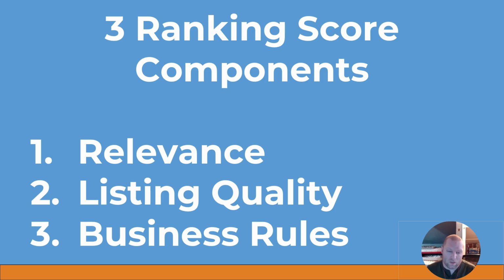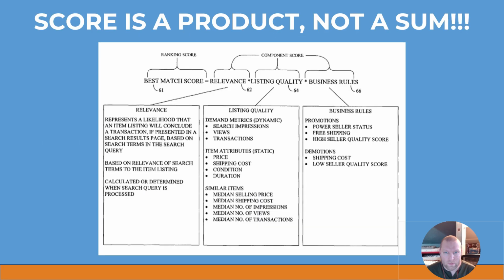There are three ranking score components, and those are relevance, listing quality, and your business rules. Relevance has its own algorithm, business rules has its own algorithm, and then listing quality has multiple sub-algorithms. I don't know if that's a word, but we're going to go with it, people. So right here, best match score, this is your ranking score. It takes your relevance, your listing quality, and your business rules scores, and it multiplies them. This is crucial, that it multiplies them. It's not just adding them together, it's multiplying them. So if you have a really high score or a really low score in any one of these categories, it's going to dramatically swing your ranking score from a higher number to a much lower number.